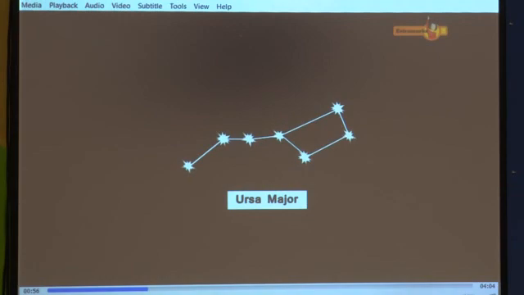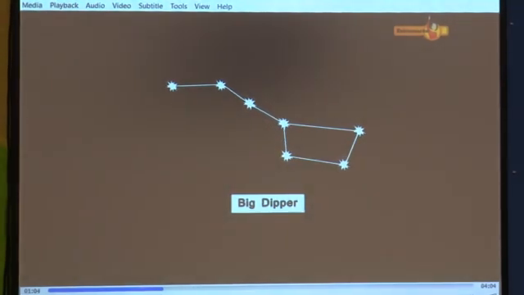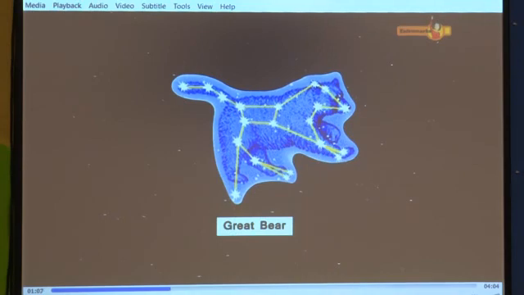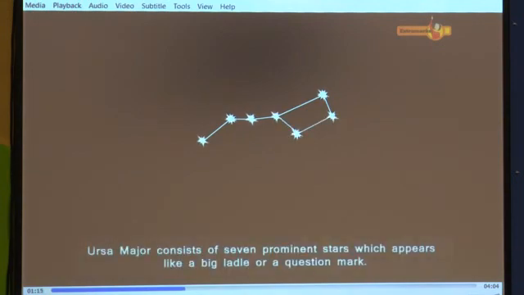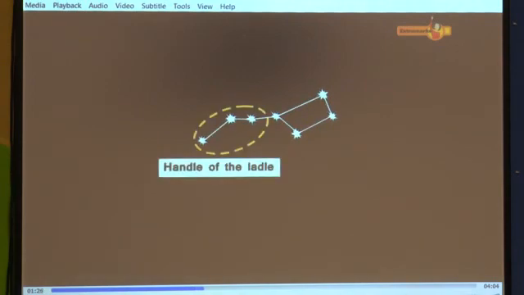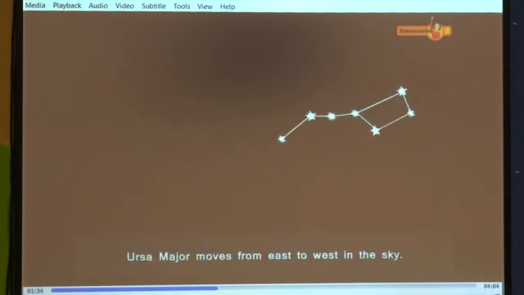Ursa Major is the most famous constellation. It is also known as the Big Dipper and the Great Bear. It appears during summertime in the early part of the night. It consists of 7 prominent stars which appear like a big ladle or a question mark. There are 3 stars in the handle of the ladle and 4 in its bowl. It appears to move from east to west in the sky.